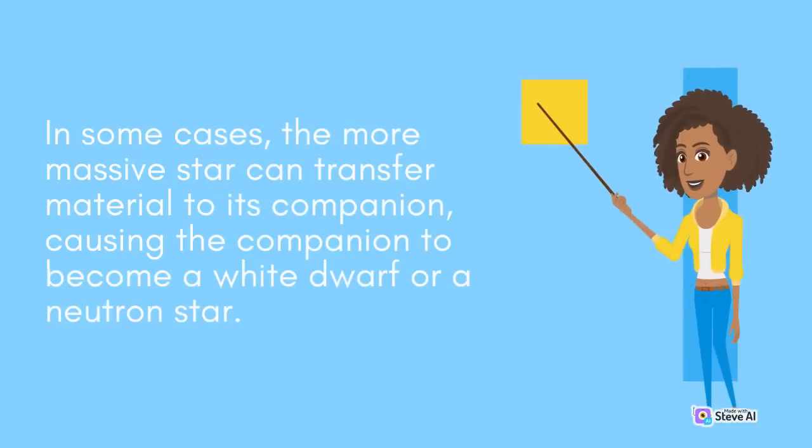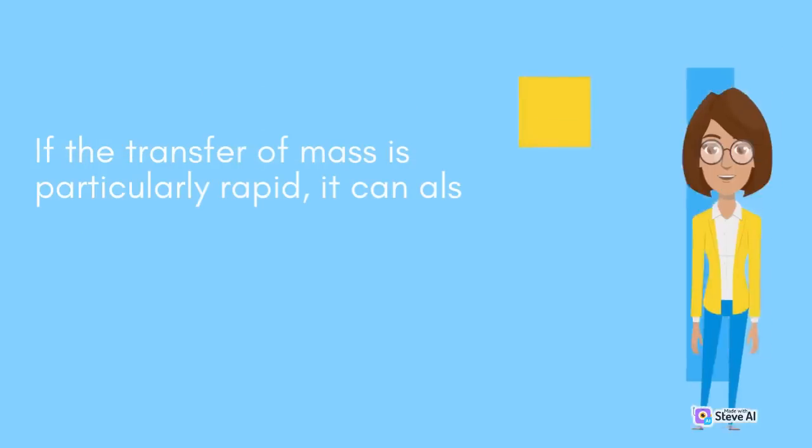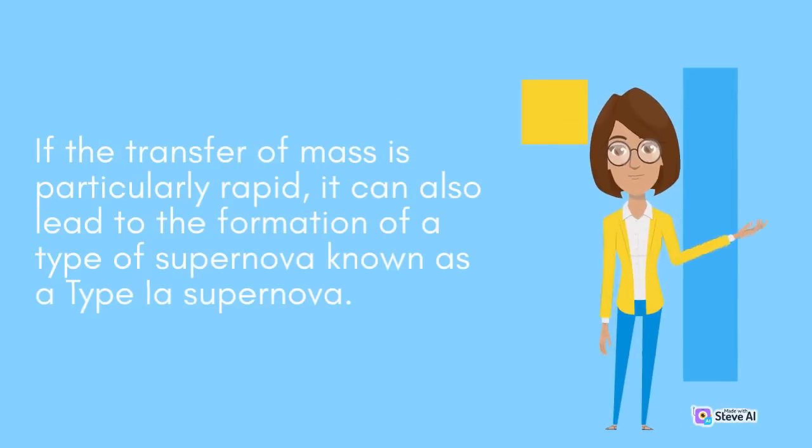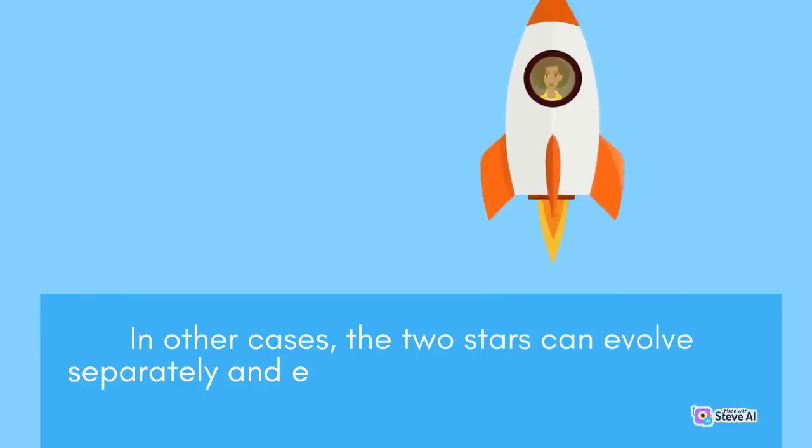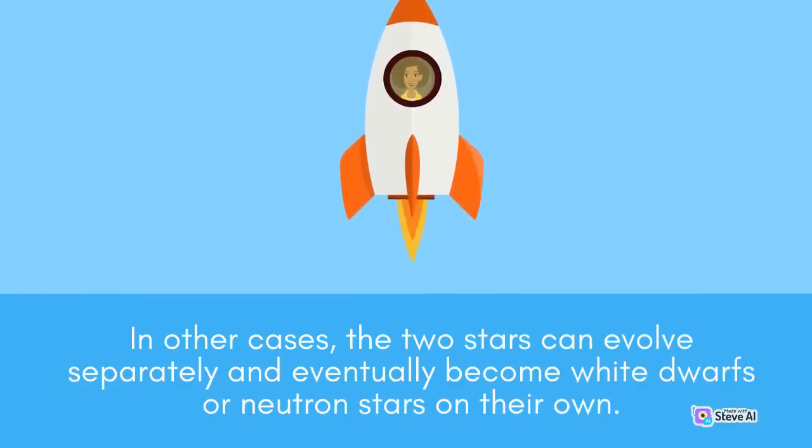In some cases, the more massive star can transfer material to its companion, causing the companion to become a white dwarf or a neutron star. If the transfer of mass is particularly rapid, it can also lead to the formation of a type of supernova known as a type Ia supernova. In other cases, the two stars can evolve separately and eventually become white dwarfs or neutron stars on their own.